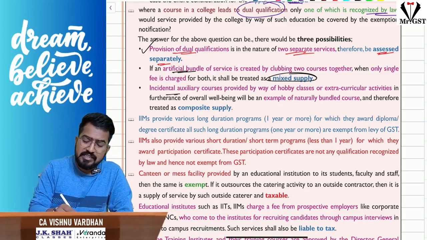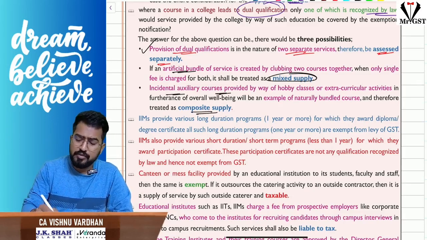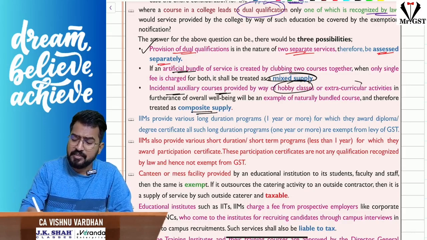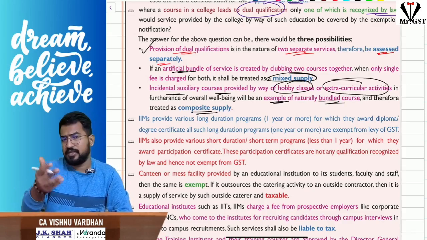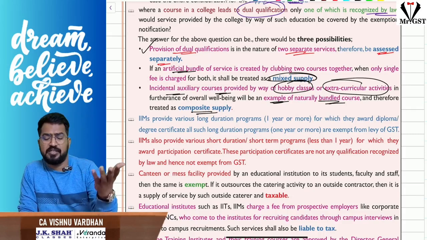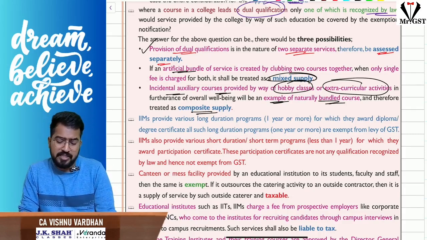But if it is incidental or auxiliary to providing such things, then that will be treated as composite supply. For example, any hobby classes or extracurricular activities which are provided. So they are examples of naturally bundled things in the schools, etc. You will be seeing some extracurricular activities that they will be providing. So that will be exempt under GST.